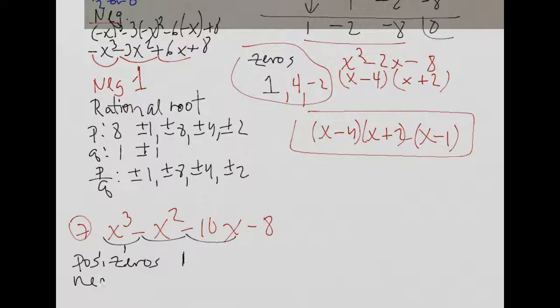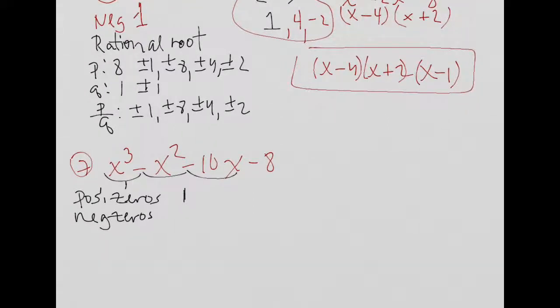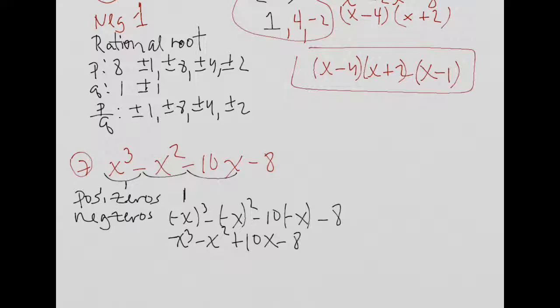Let's look at our negative zeros. We need to first plug in negative x. So let's see, negative x cubed, negative x squared, minus 10 times negative x, minus 8. So this becomes a negative x to the third, minus x squared, positive 10x, minus 8. Now let's look at the change in those signs. This is no change. Here's one change. Here's another change. So how many possible negative zeros? 2 or 0 negative zeros.